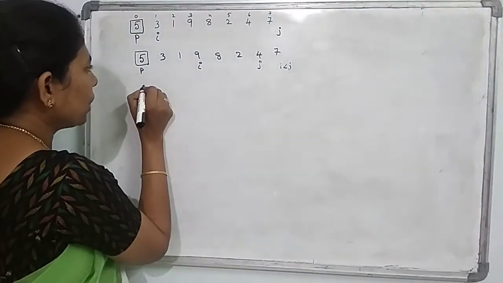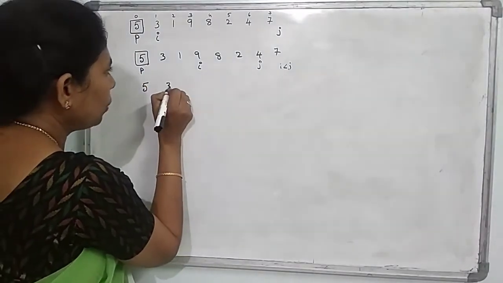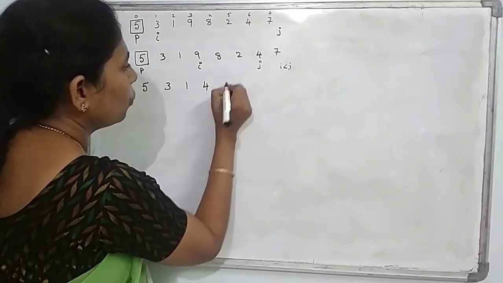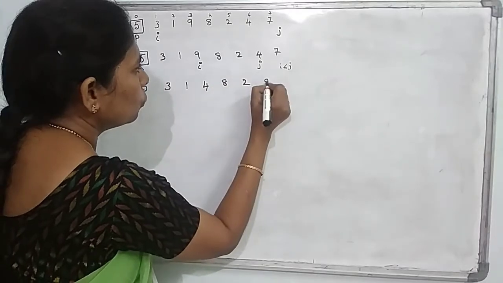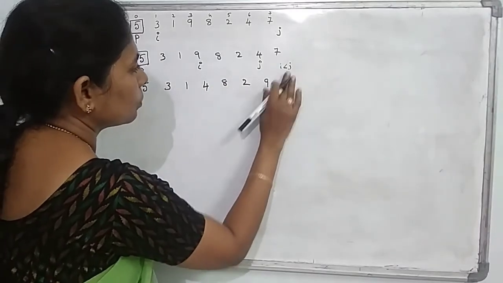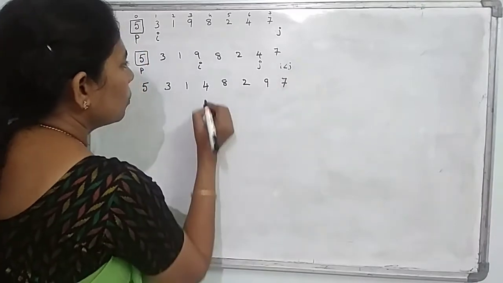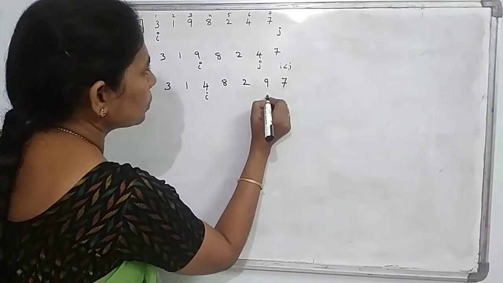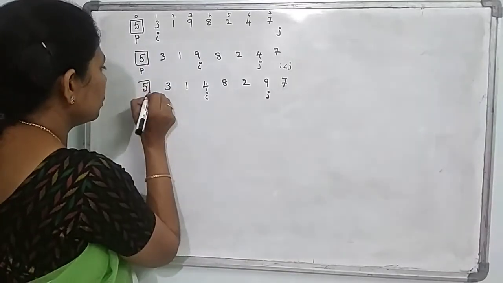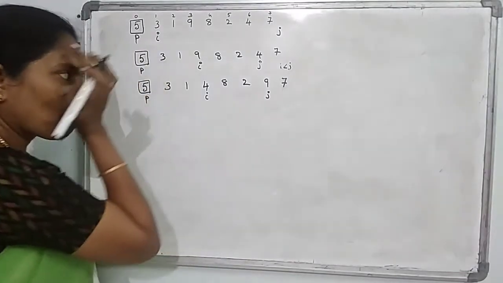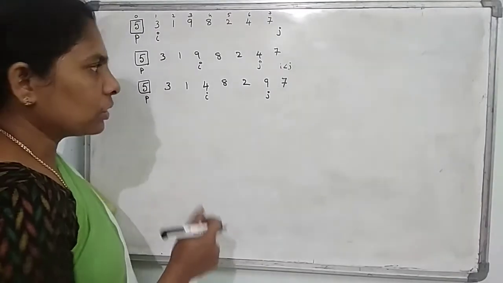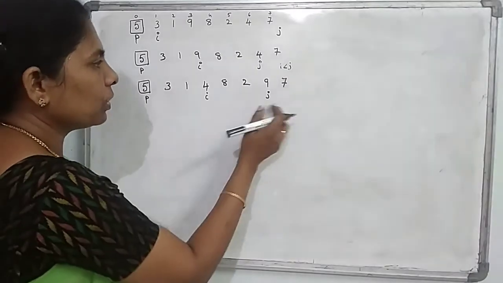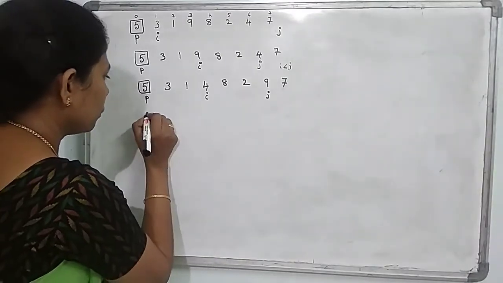After swapping this one, you are having the elements 5, 3, 1. You can swap the 9 and 4: 4, 8, 2, 9, 7. So this is the I position, this is the J position, and this is the P position. Now again you can compare this element. 4 is less than 5. So again you can apply the same process.